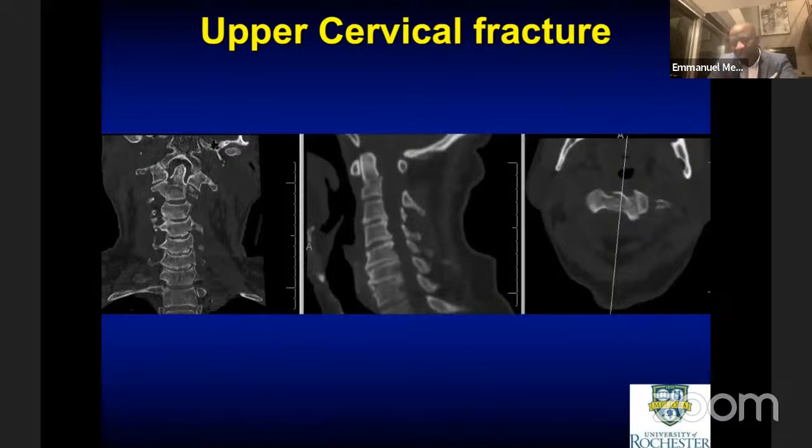We discussed immobilization in the collar. We discussed halo vest immobilization. We use that quite a bit here, and we've had significant success in the appropriate patients. And we also discussed fusion surgery, but he's a practicing primary care physician, and he opted for a hard collar.